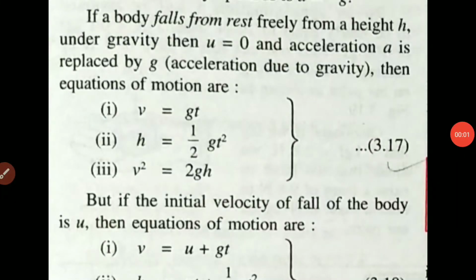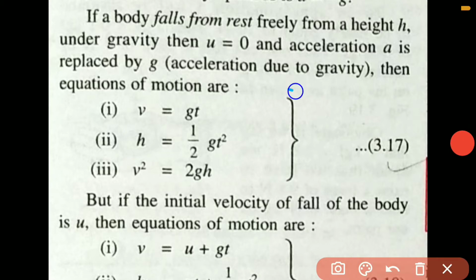Well, coming to the next paragraph, if a body falls from rest freely from a height h under gravity, then u equals 0 because it was at rest early on, and acceleration a is replaced by g because now acceleration becomes acceleration due to gravity, which I've just explained. Then the three equations of motion will take the form: v equals gt, h equals half gt square, and v square equals 2gh. Let us see how.